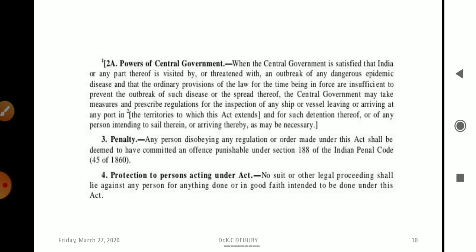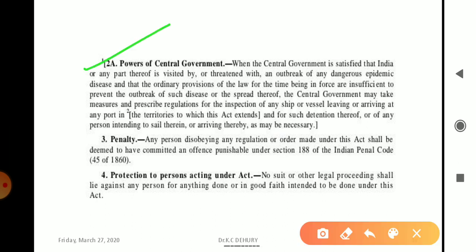So it is the duty of the central government, because the railways, the airports, the sea ports, all are under the Union List. Right? We'll discuss why section 2 is given to the state government and why section 2A is given to the central government. Okay, we'll discuss. Those people who are not obeying this Epidemic Diseases Act of 1897 will be penalized or punished under section 188 of the IPC.